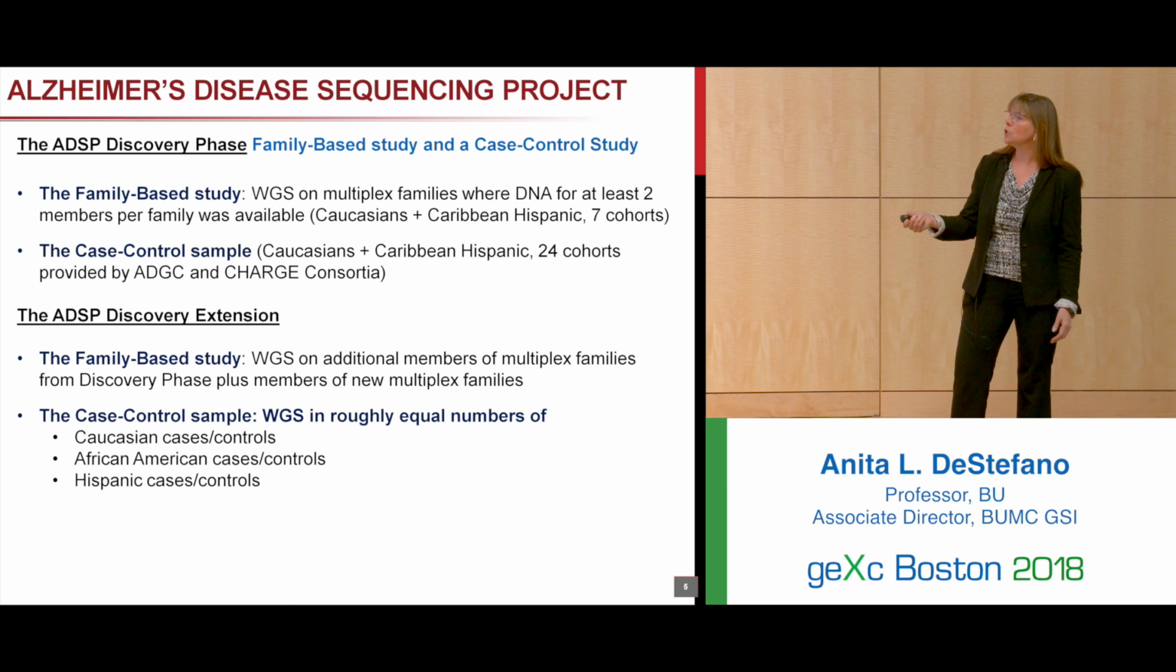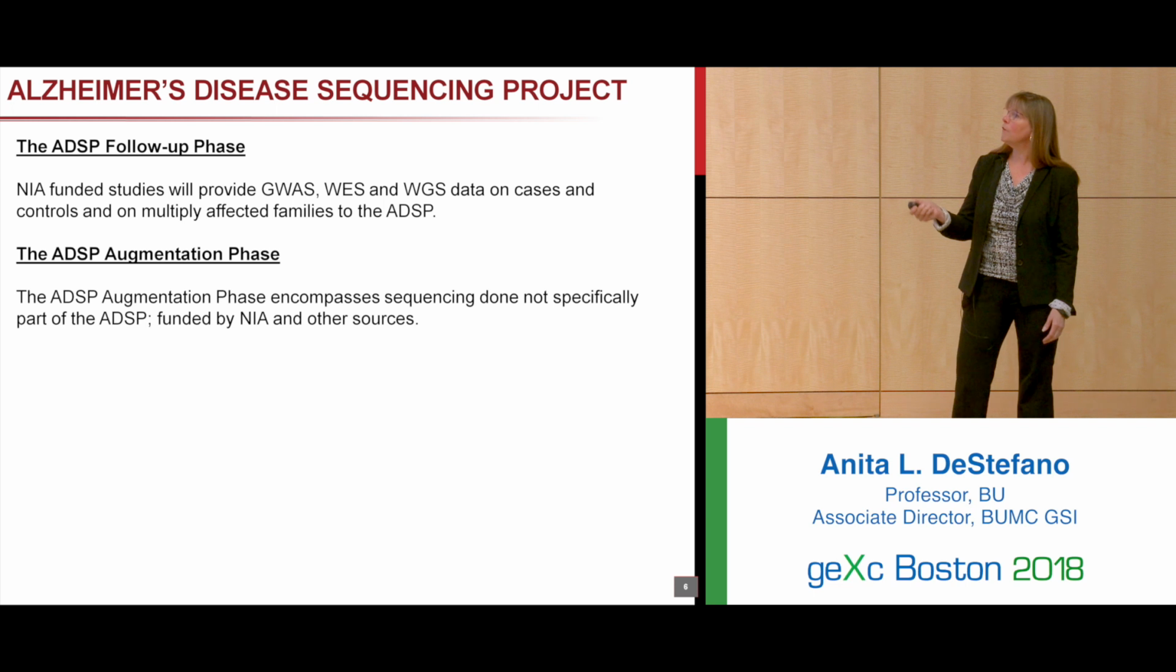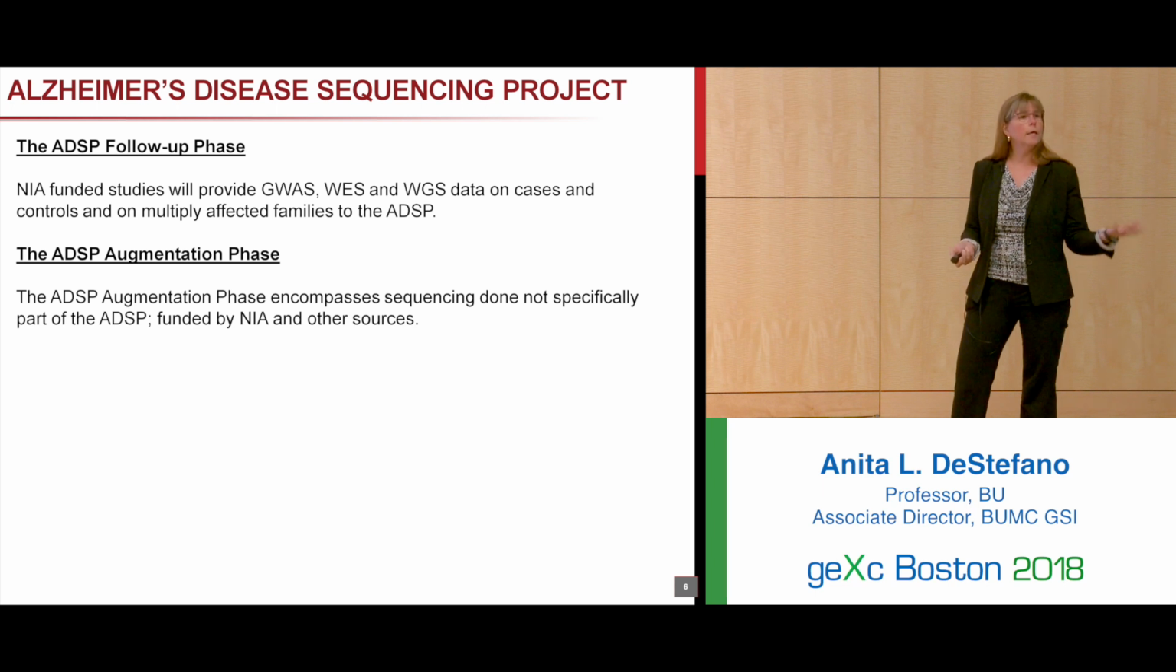So in the discovery extension, there was an extension of the family component. There were additional individuals from the original families as well as new families that were sequenced. And then for the case control sample, it was now whole genome data that was generated instead of whole exome, and trying to expand on the diversity of the participants. The follow-up phase is currently in process, and that will focus on whole genome data, again in case control subjects. And the augmentation phase is really taking other existing whole genome data sets and incorporating them with the official ADSP project.